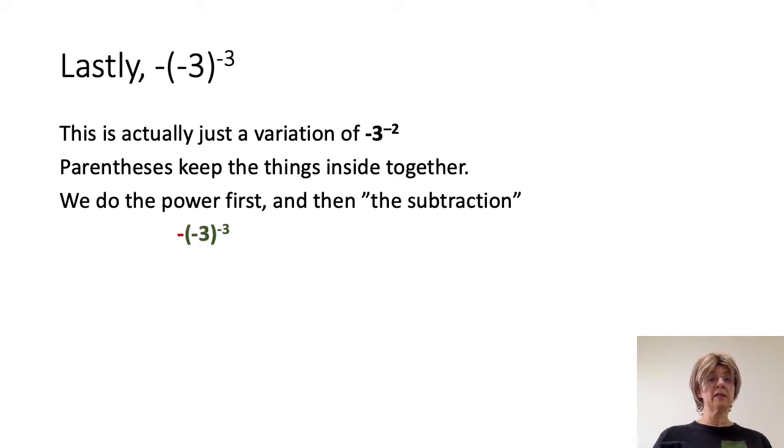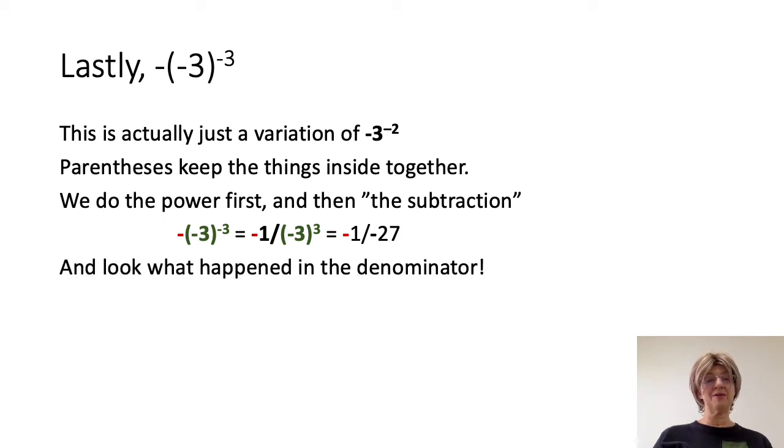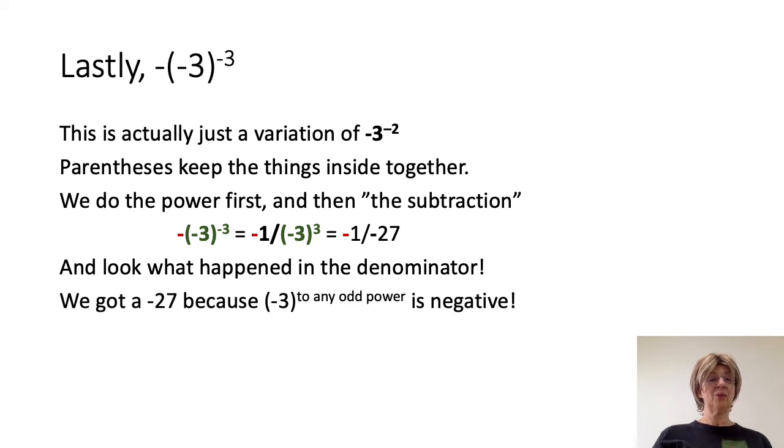So we've got minus 3 to the minus 3, which is minus 1 divided by, we lost the power there, minus 3 cubed, which equals minus 1 divided by minus 27. And look what happened in the denominator. We got a minus 27 because minus 3 to any odd power is negative. And so the final answer is 1/27.